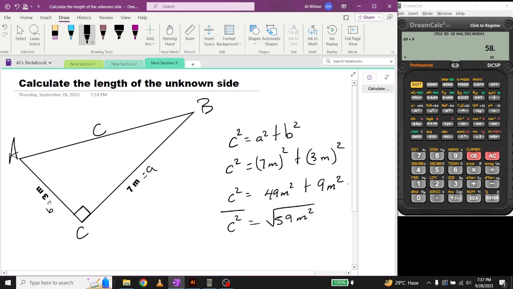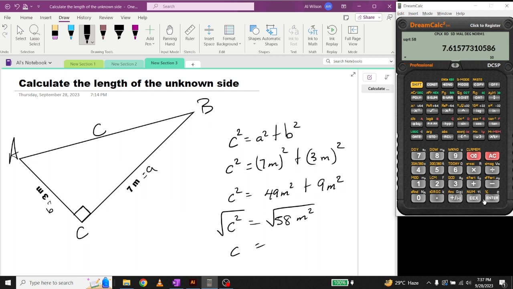We now square root both sides, leaving us with c. So the root of 50, wait, what am I doing? Sometimes talking isn't the best way to do this. 49 plus 9 is equal to 58. So sorry about that mistake. So we're going to root 58, and we have 7.61, maintaining our 1 decimal place. We have 7.6 meters. And that'll be the end of this video.